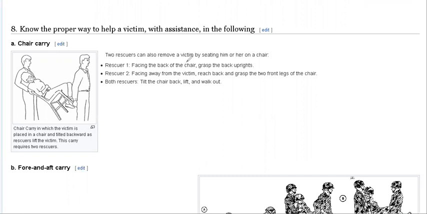Two rescuers can remove a victim by sitting him in a chair. Oh, yes, that's smart. That's true. So rescuer one faces the back of the chair, grasping the back upright, and rescuer two faces away from the victim, reaching back and grasping the two front legs of the chair. Both rescuers tilt the chair back, lift, and walk away.